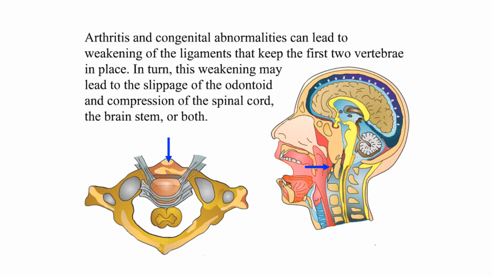Arthritis and congenital abnormalities can lead to weakening of the ligaments that keep the first two vertebrae in place. In turn, this weakening may lead to the slippage of the odontoid and compression of the spinal cord, the brainstem, or both.